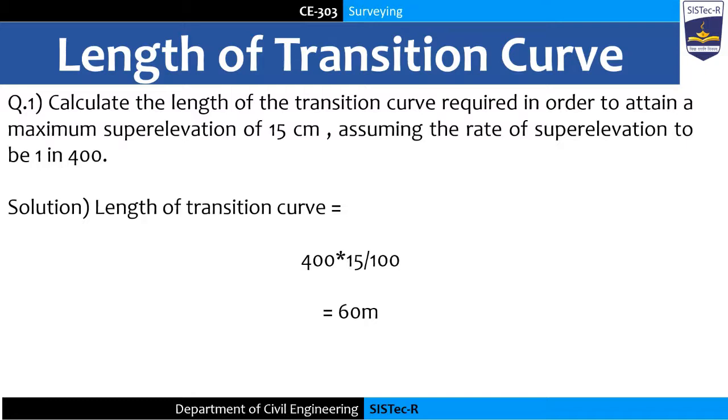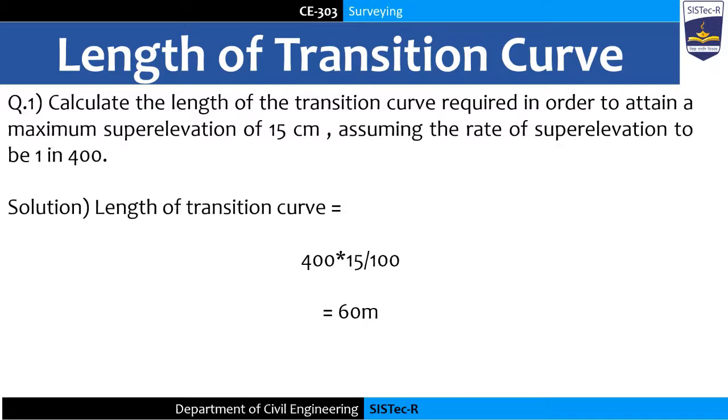So now we will see different numericals based on the different criteria for calculation of length of transition curve. The first numerical is: calculate the length of transition curve required in order to attain a maximum super elevation of 15 centimeter, assuming the rate of super elevation to be 1 in 400. So by reading the question you can see which formula will be applicable.